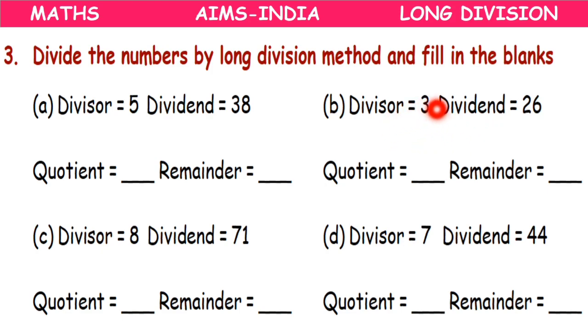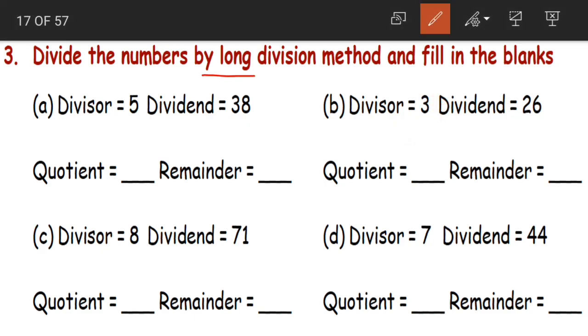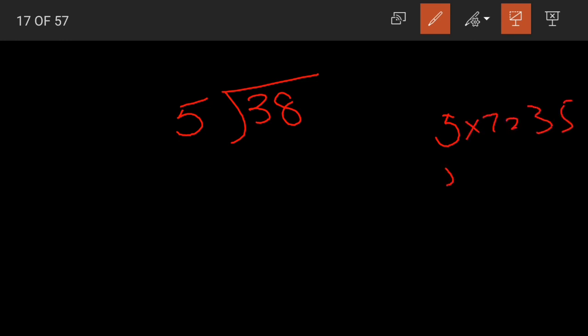by the long division method and fill in the blank. What should we do? We should divide the numbers using the long division method and write the quotient and remainder. Divisor is 5, dividend is 38. That means 38 divided by 5. We know that 5 sevens are 35, 5 eights are 40. So we do not have 38 in the fifth table. So what do we do, children? Go with the smaller number or the larger number? Smaller number, yes.